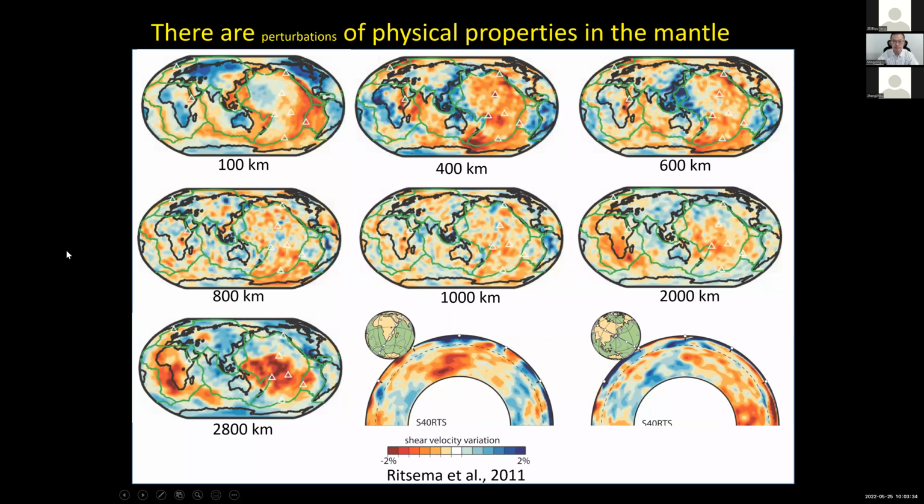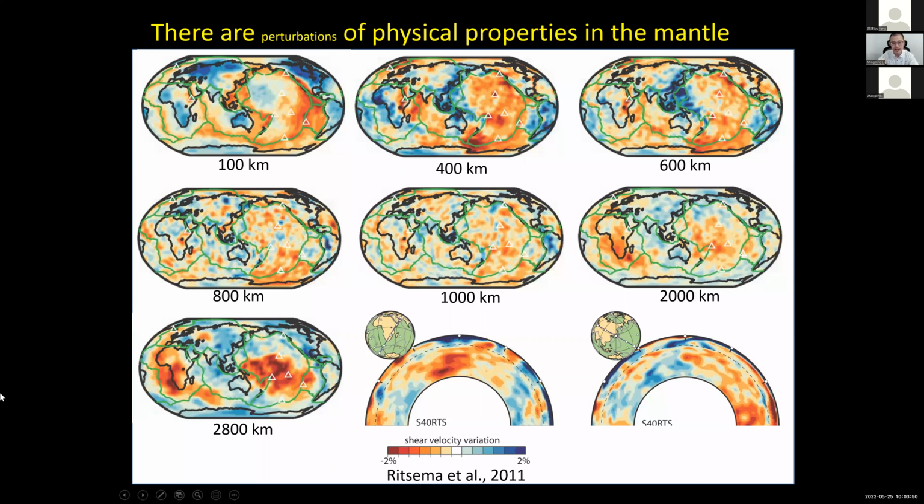But it is just this small perturbation that makes things very interesting and makes Earth convect and makes lots of things happen. Otherwise, the Earth is going to be dead. It's kind of boring.